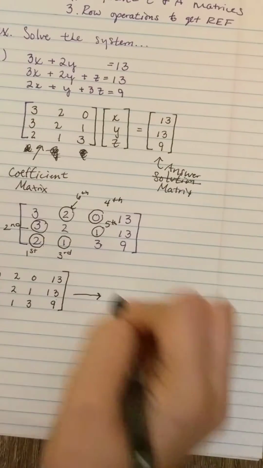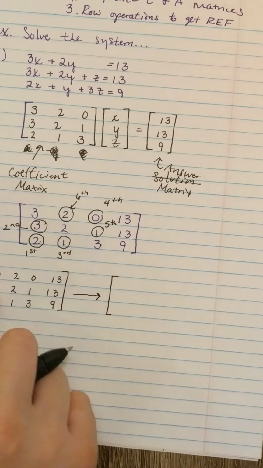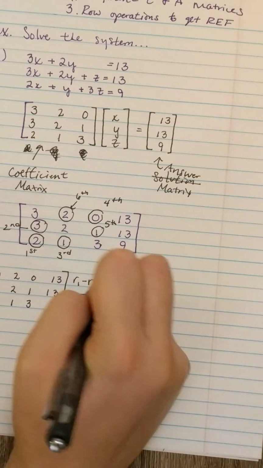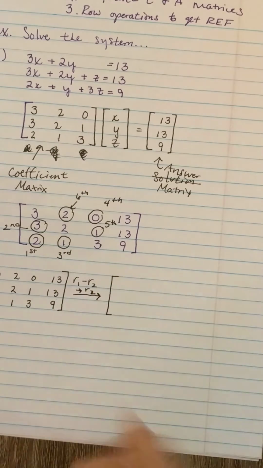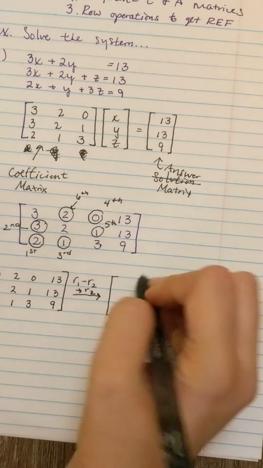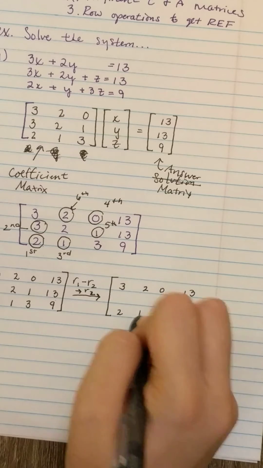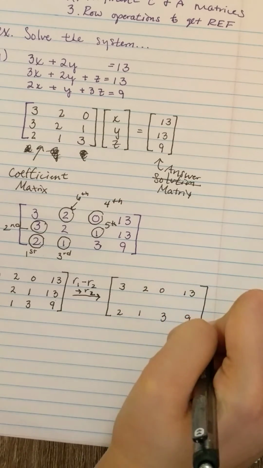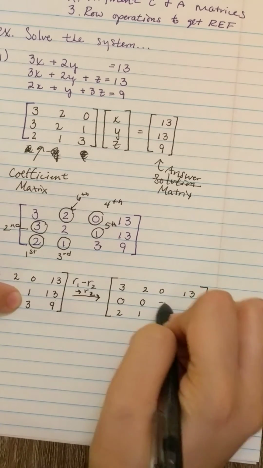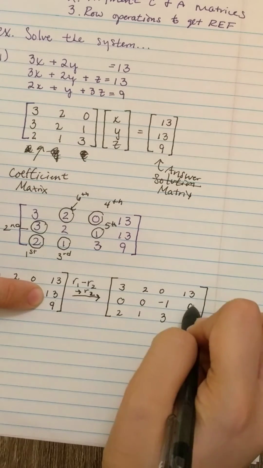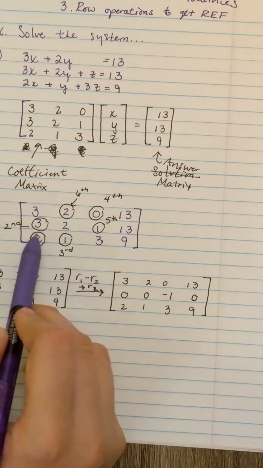I'm going to subtract the first and second rows. So R1 minus R2, and I'm going to place that in R2. So the first row stays the same, the third row stays the same. The only thing that's changing is my second row. So those copy. So 3 minus 3 is 0, 2 minus 2 is 0, 0 minus 1 is -1, 13 minus 13 is 0. And notice I needed that lower triangle of zeros.